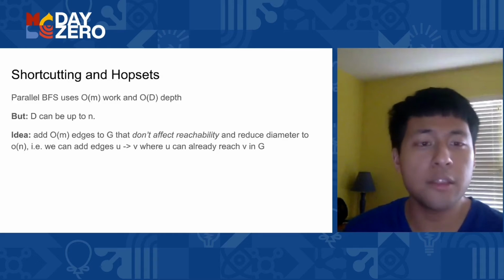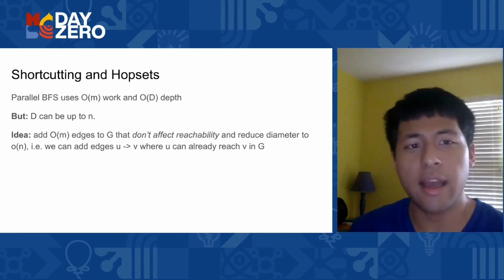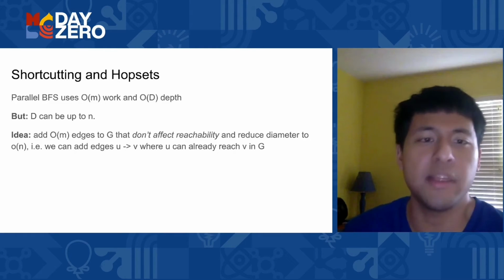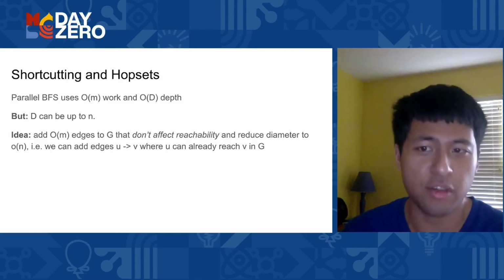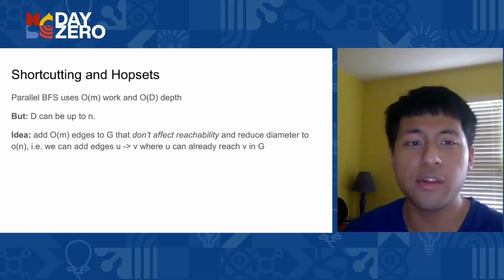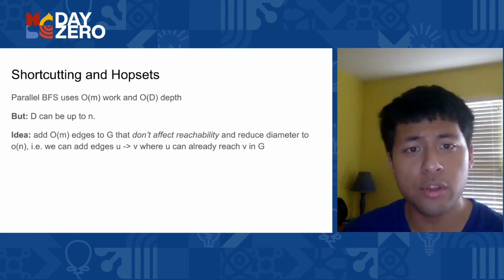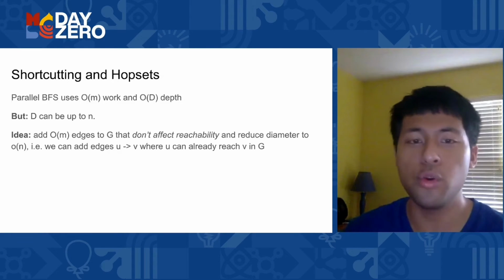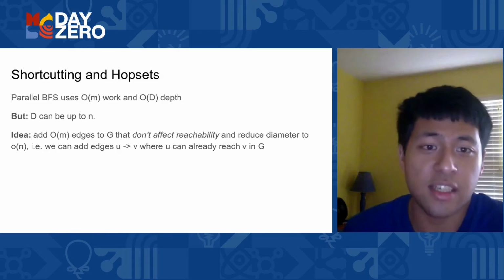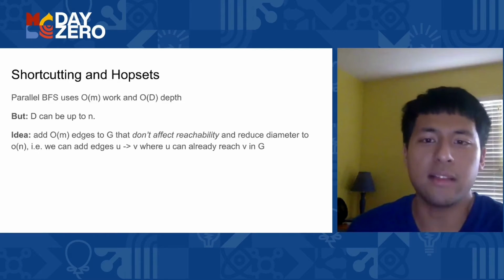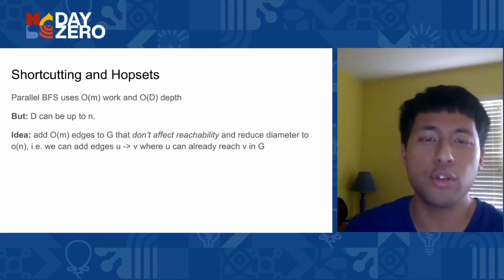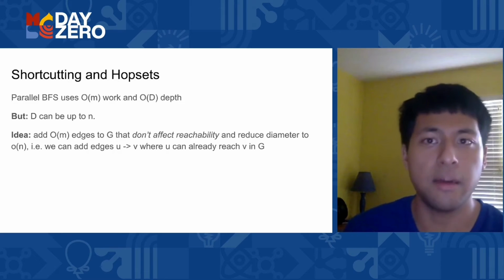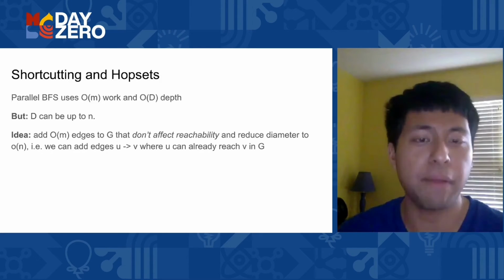And a way to get around this is potentially, what if we can add m edges to the graph, so just maybe double the number of edges on the graph at most, but these edges don't affect the reachability structure, and additionally, we can significantly reduce the diameter. In other words, we're going to add edges from u to v, where you can already reach v in G, so that adding these edges doesn't affect the reachability structure, but maybe after adding these edges, the diameter's really gone down. At that point, we can just run parallel BFS and have an efficient parallel algorithm.